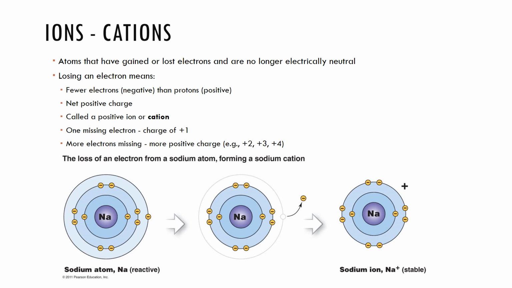Now, ions are charged atoms, atoms that have gained or lost an electron, and so this would be an ion, and it's no longer electrically neutral. Remember, an electron has a negative charge. Losing an electron means that you have fewer electrons, negative charges, than protons, which have positive charges. This would give you an overall net positive charge. If we have a positively charged ion, it is known as a cation. So an example shown here is the sodium atom. The loss of an electron from a sodium atom forms a sodium cation, giving it a positive charge.